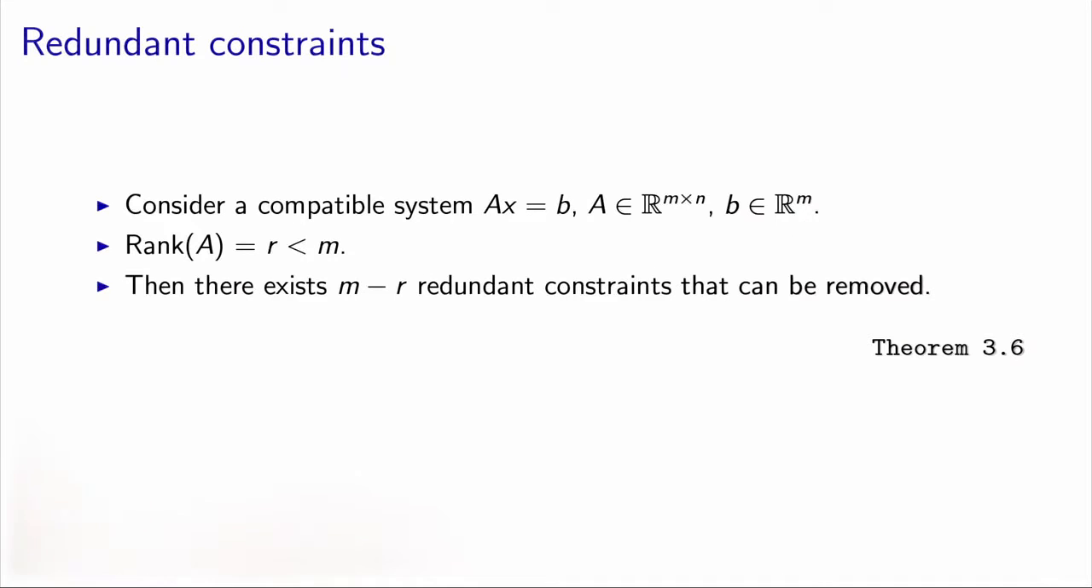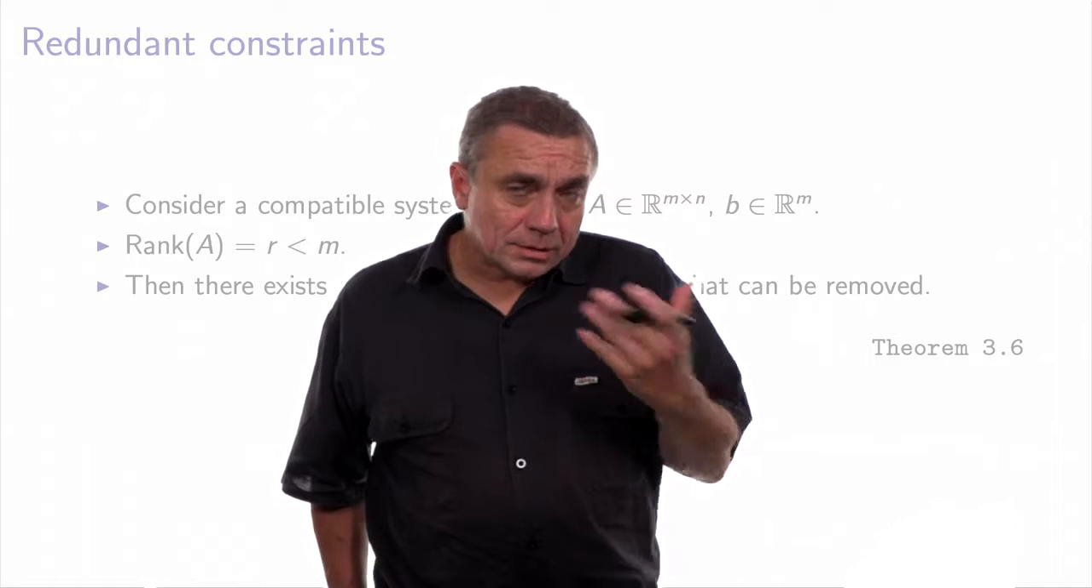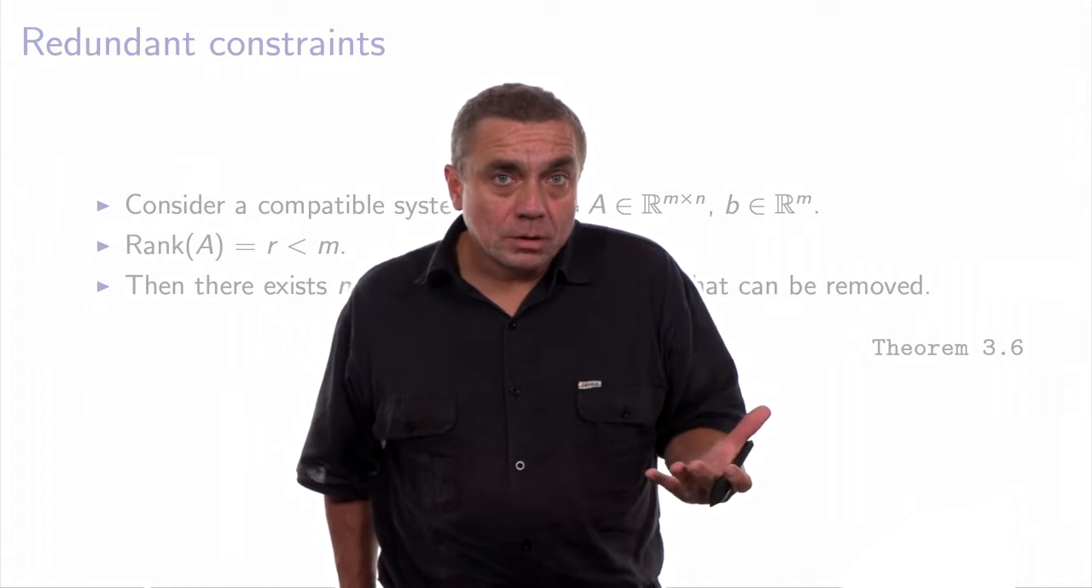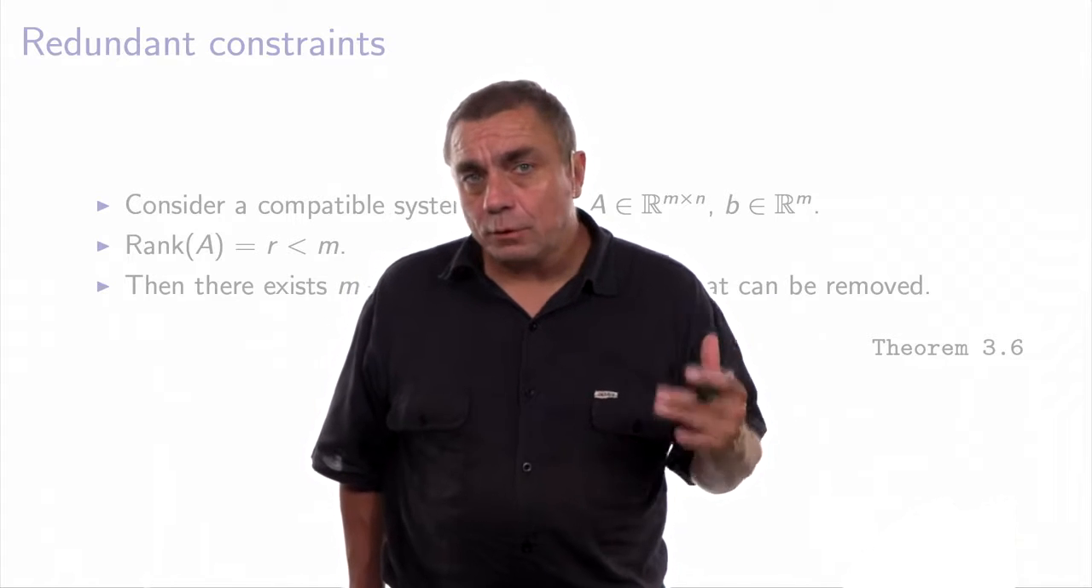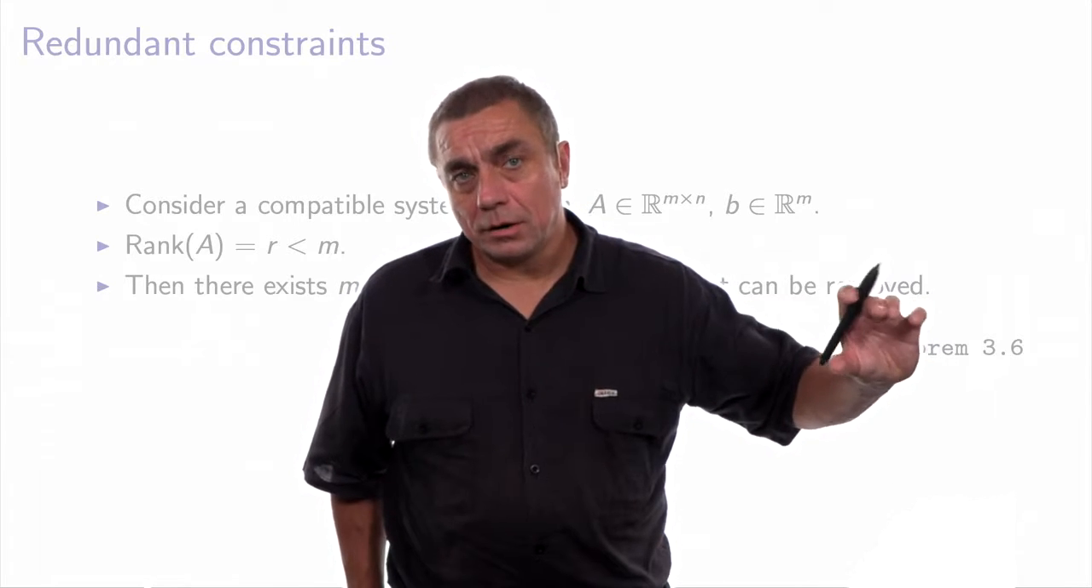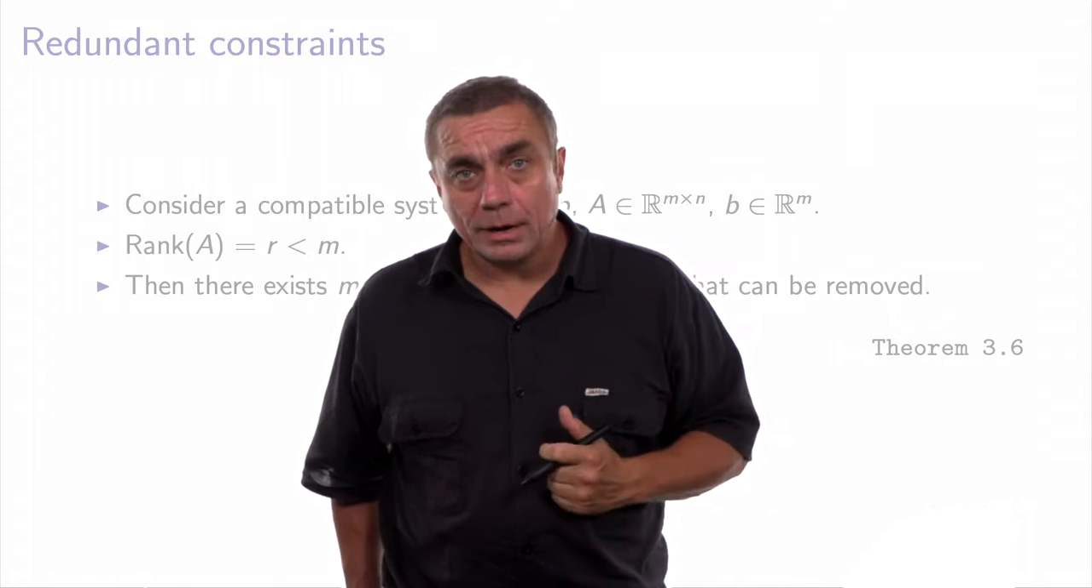Let's generalize this result that we saw on the example. If we have a compatible system Ax equals b with a deficient rank, meaning that the rank r of the matrix is strictly less than the number of rows, then there exist m minus r constraints that are redundant and can be removed. It's relatively easy to prove. If you are interested in the proof, I refer you to the book. It's called Theorem 3.6. In terms of optimization, what is important to remember is that we can always assume a full rank, because if the matrix is not full rank, you can identify the constraints that are redundant and remove them, to obtain a full rank matrix.